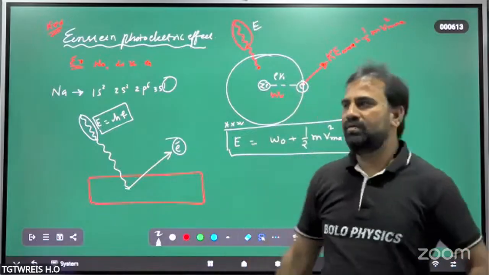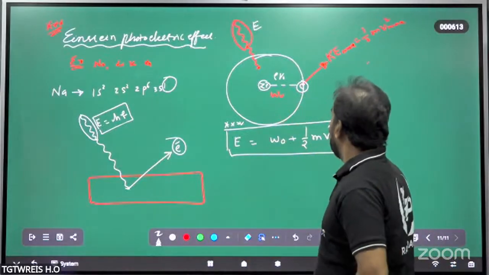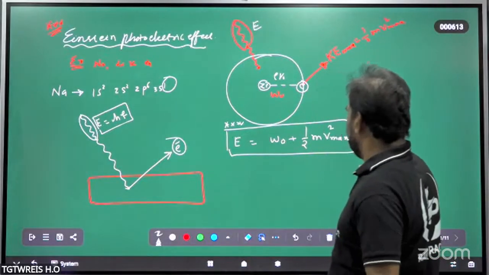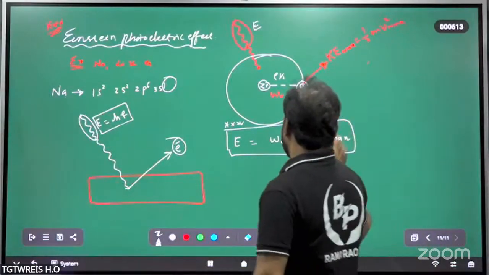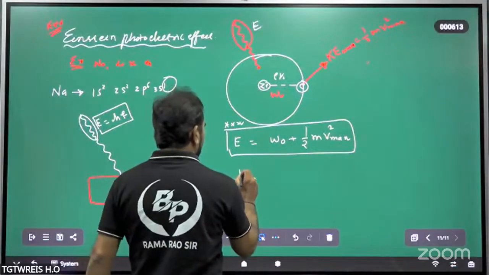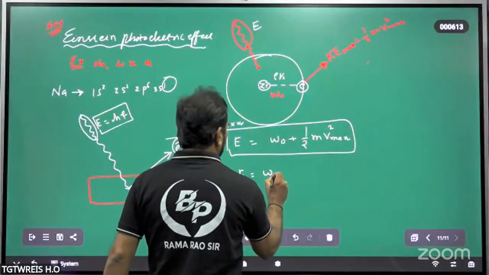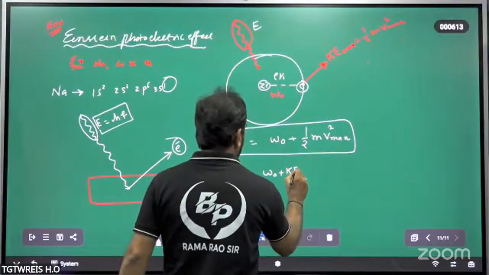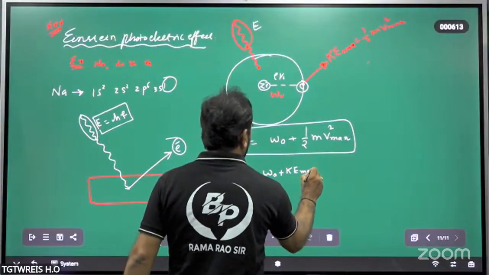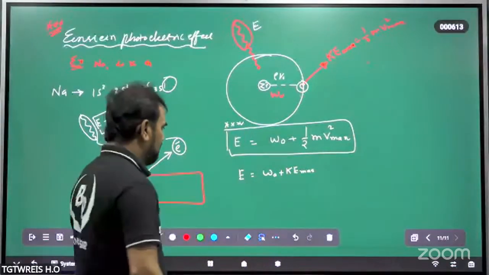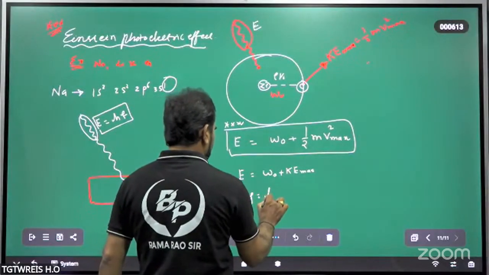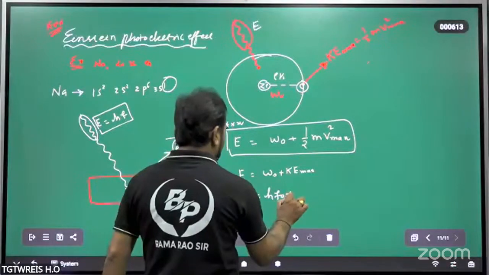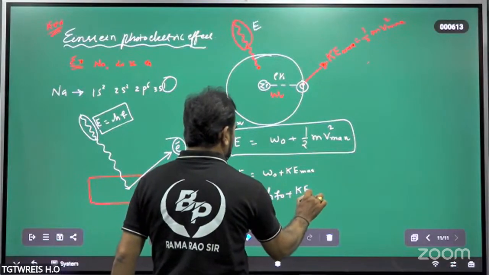First one is breakup from its nuclear attraction force, and second one is its kinetic energy. E is equal to W naught plus half mv square. Or simply, E is equal to W naught plus KE max. This is called KE max. Or hf is equal to hf naught plus KE max.